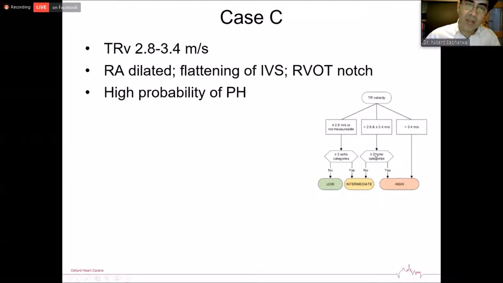The second one is everything to do with the pulmonary artery. Is it dilated? Do we have the mid-systolic notch? Do you have the PR more than 2.2 seconds, millimeters per second? And then the final one is IVC RA. Is the IVC dilated? Is the RA dilated?